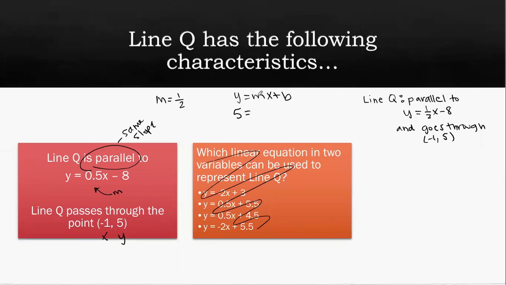So the y value that it gave me is 5. My m, my slope, is 0.5 or 1/2. The x value that it gave me is -1. But I don't know my plus b. I don't know that y-intercept. I got to solve for it. Someone tell me what to do.